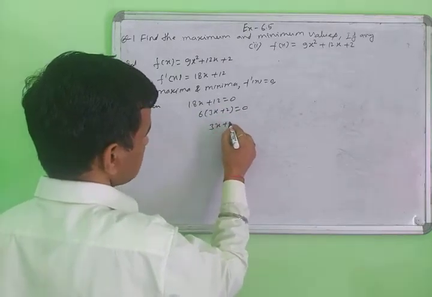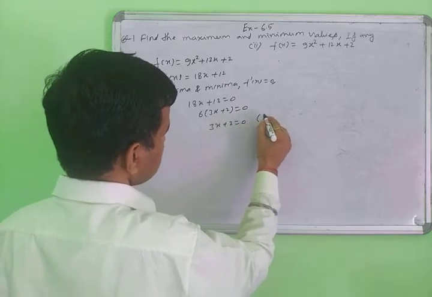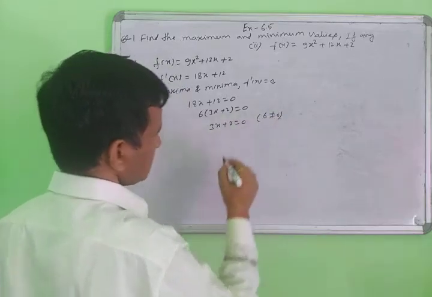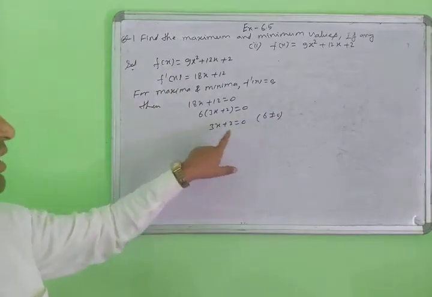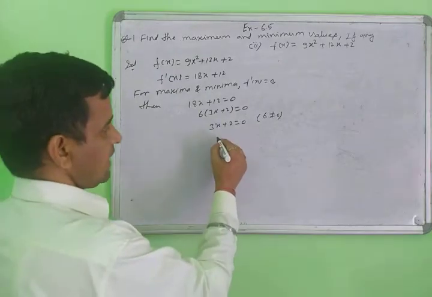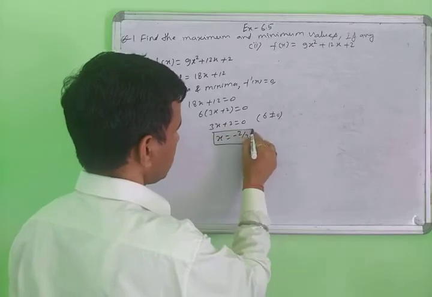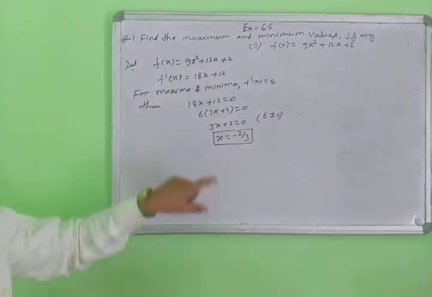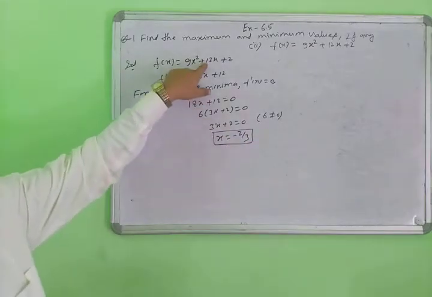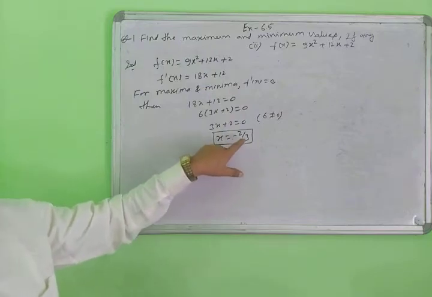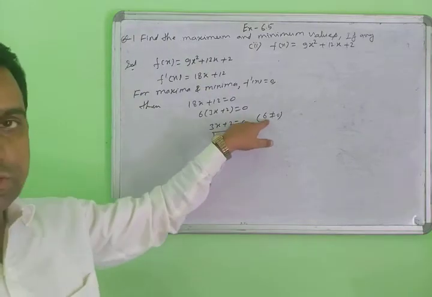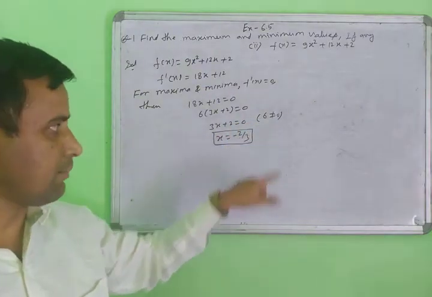Then 3x + 2 = 0, because 6 does not equal 0. 6 is a constant number, so it will not give 0. So then x = −2/3. This is your critical point. We are finding in this function that the critical point is x = −2/3.